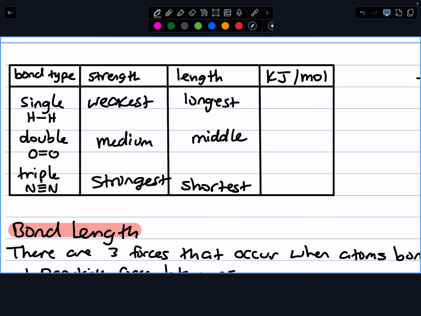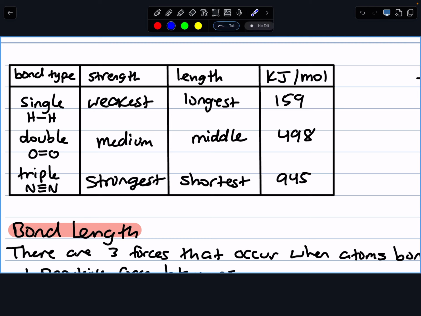So usually triple bonds, they go for hydrogen and heat, right? No, you don't have to memorize those numbers. Triple bonds are around 945 kilojoules per mole. Isn't joules heat or energy? Yes. So 945 kilojoules per mole, while double is around 498, and single is 159. So do you see how the energy increases, getting you stronger bonds, right?